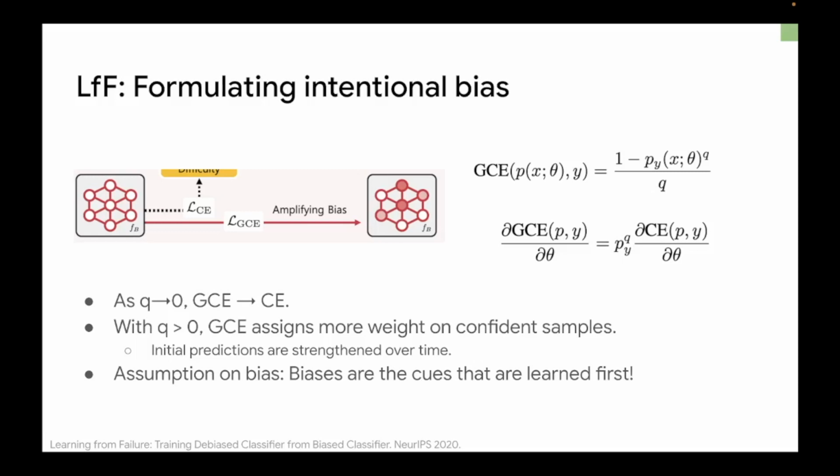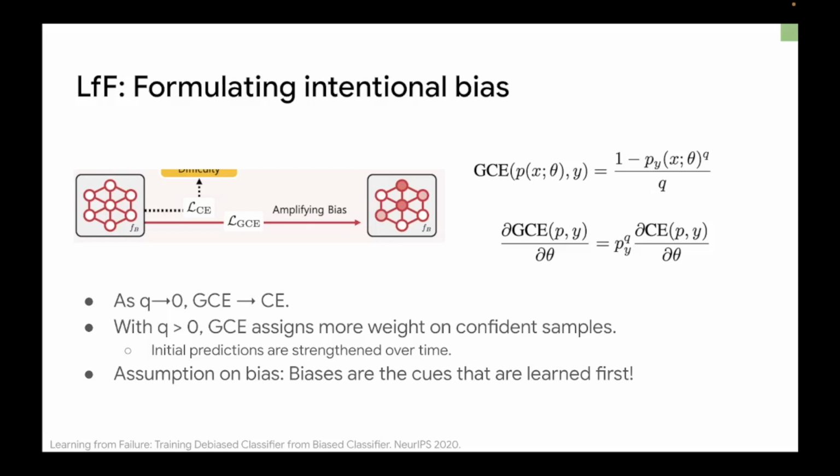To look at the effect of q, we can take a look at the gradient. Which supervision signal does the model get when q is greater than 0? If you look at the gradient, it turns out that the gradient with respect to the parameters is actually a scalar multiple of the original gradient for the parameters, where the factor is p_y to the power of q, where p_y is the confidence level for the ground truth.